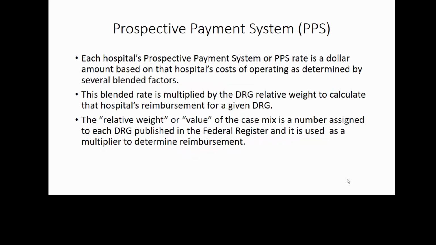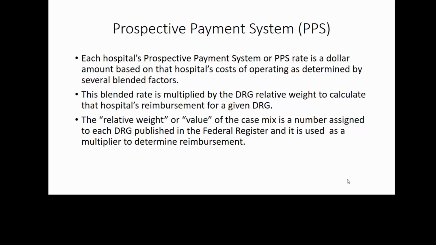Prospective payment system: each hospital's PPS rate is a dollar amount based on that hospital's cost of operating. There are so many factors. I looked at some of these formulas online, and they're available if you want to look at them, but it's so complicated. Really, the only thing you need to know is that each hospital has been assigned a PPS rate based on a lot of factors.